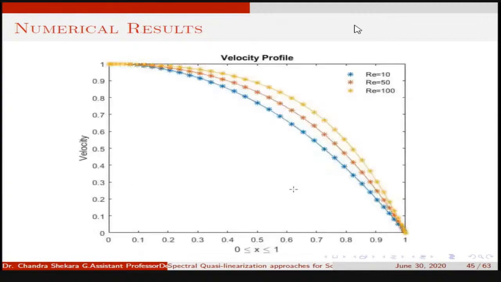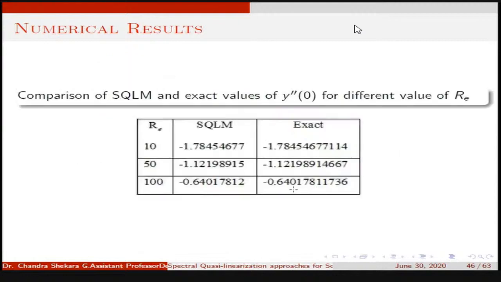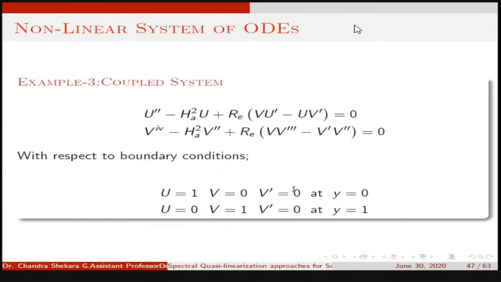Therefore, this spectral collocation method along with quasi-linearization is highly accurate for boundary value problems. Also, it will not work well for problems having discontinuities, and that drawback I already mentioned. So that is the first example with respect to fluid mechanics. So further, let me consider one more example with a system of equations.